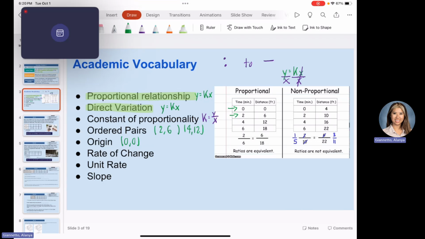Then we have rate of change, which is a rate that describes how one quantity changes in relation to another quantity. An example of that is running 70 yards in 10 seconds. Unit rates. It's a rate for one of something. So this is written as a ratio with a denominator of 1. An example, running 7 yards in 1 second. So unit rates are always per one of something.